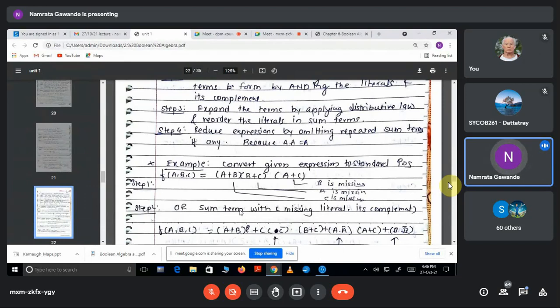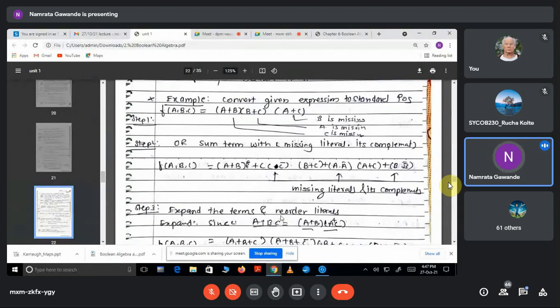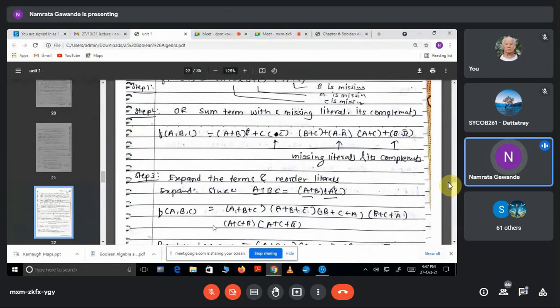Okay, and then you have to add that along with this term, the sum term with the missing literal. Then B plus C plus A dot A bar. Here A is missing, so ORing with this term and then ORing with this term. Okay, so this is the second step. And then again you have to expand these terms.